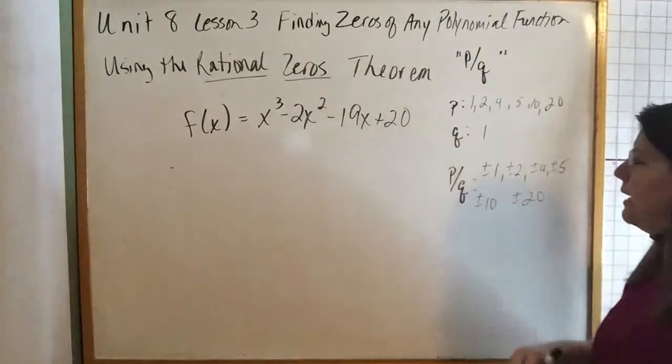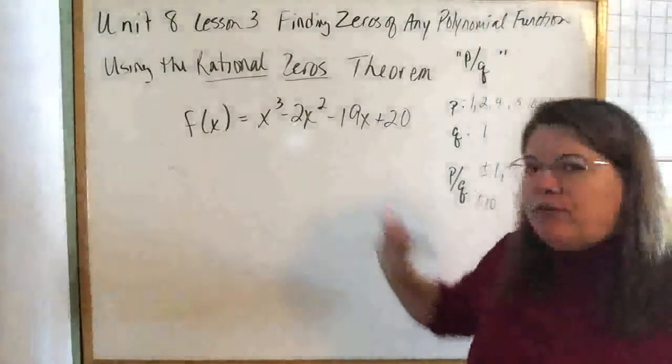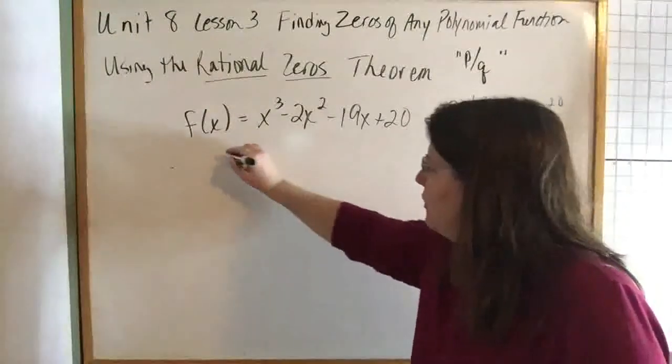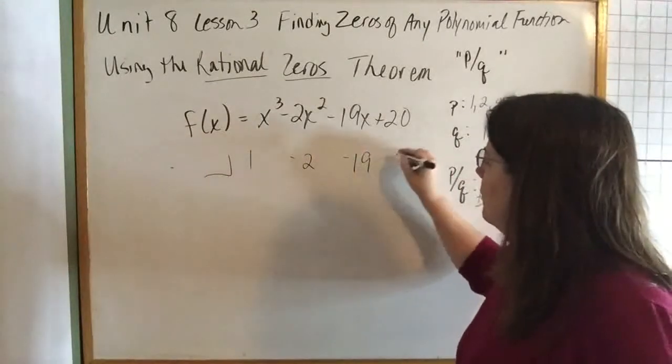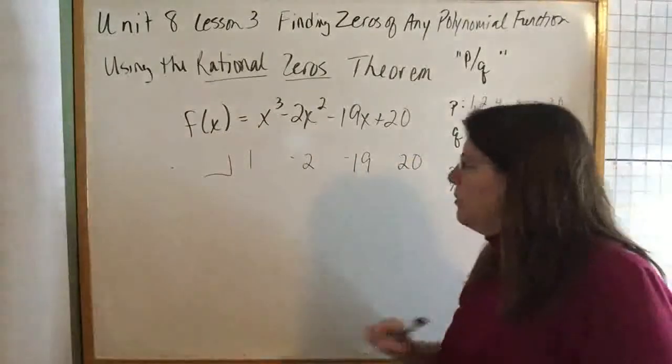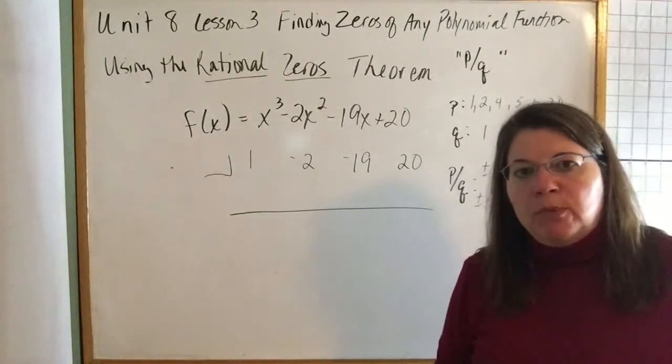Now, knowing what your P over Q values are, go ahead and try to finish this one on your own. Set up your synthetic division. See if you can get a number that works. Once you get one number that works, you should be able to set it up and either use factoring or the quadratic formula for the answers.